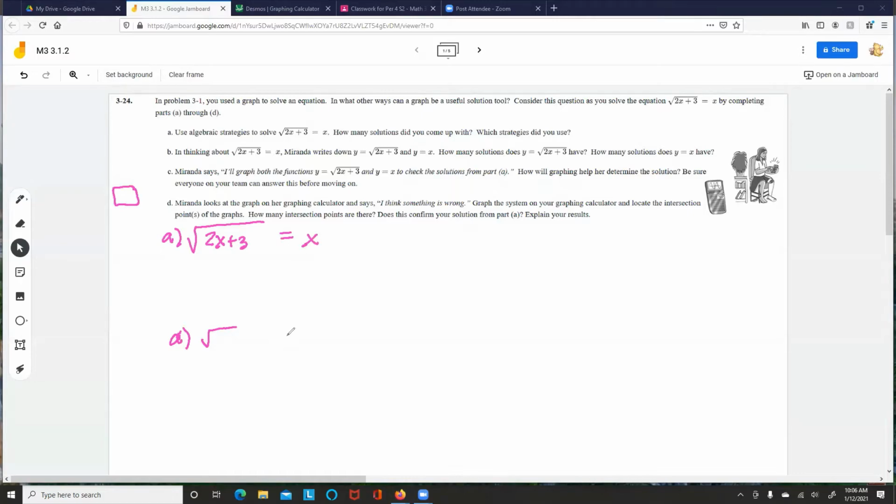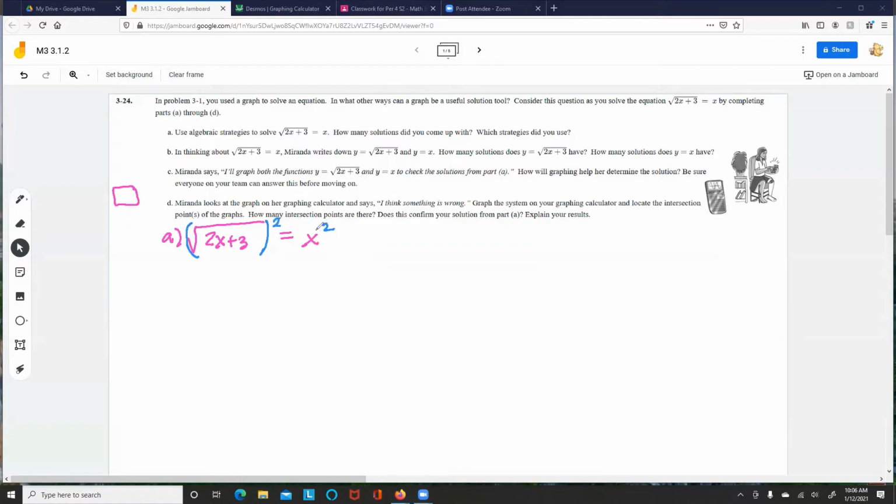First step, to get rid of the square root, maybe. What should we do? Let's try squaring the problem, right? The opposite of the square root is squaring something. So we're going to square that side and we're going to square this side. We're going to square both sides of the equation.